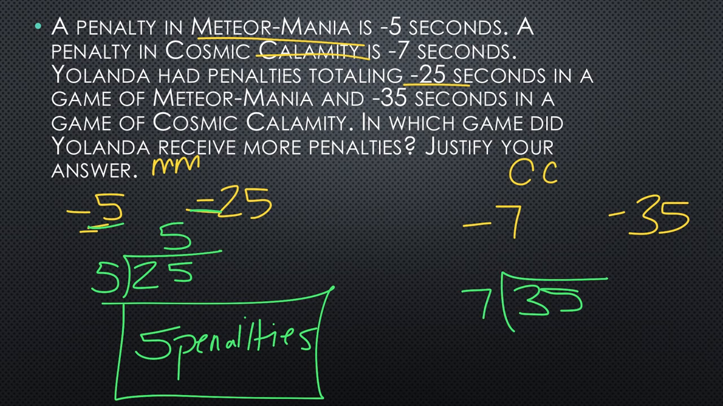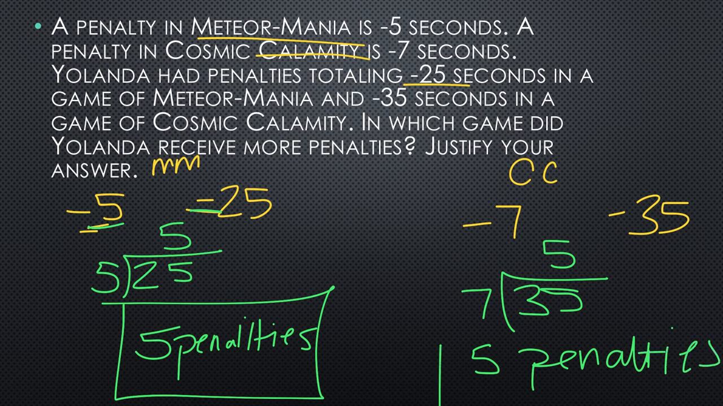And I know 7 goes in 5 times. She had 5 penalties. Can I spell? Penalties, there we go. Spelling, good job. All right, so now I got the same answer, and they're both positive because a negative divided by a negative is a positive.